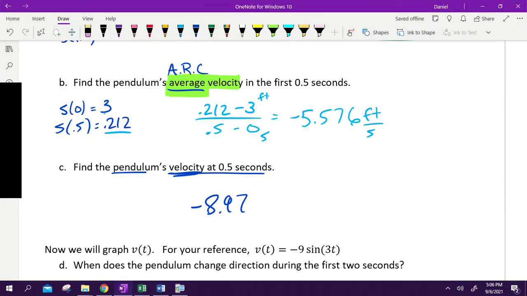And my units would be feet per second, because I took the derivative of position, so I'm going to include a time unit in my denominator. All right.